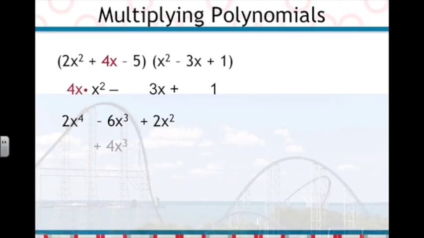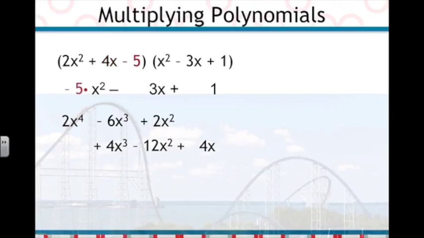4x times x squared is 4x cubed. 4x times the minus 3x is a minus 12x squared. And 4x times 1 is 4x. Finally, we need to distribute the minus 5 to each of the terms in the second trinomial.